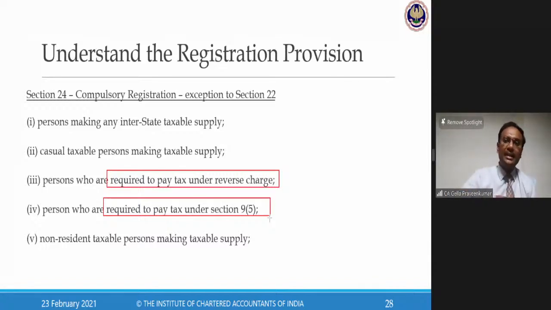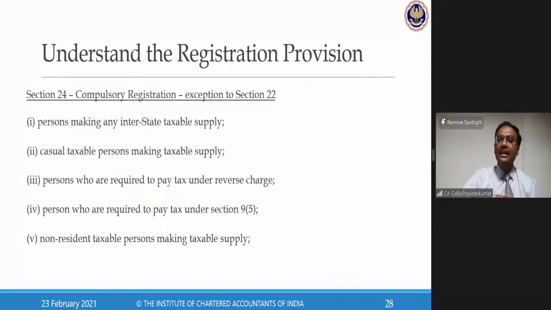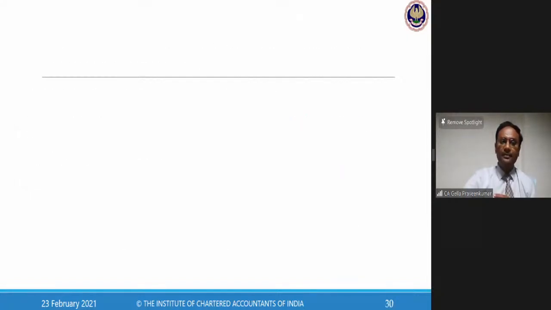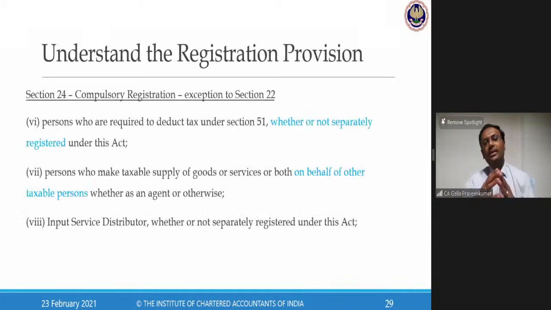Next is your NRTP. The moment there is a non-resident taxable person, irrespective of your threshold limit, you need to get registered under GST law. Next, persons who are required to deduct TDS. Section 51 talks about your TDS. We have separate provisions dealing with TDS and TCS, so let us wait for that provision. As of now, please keep in mind, the moment TDS is there, I have to get a separate registration.